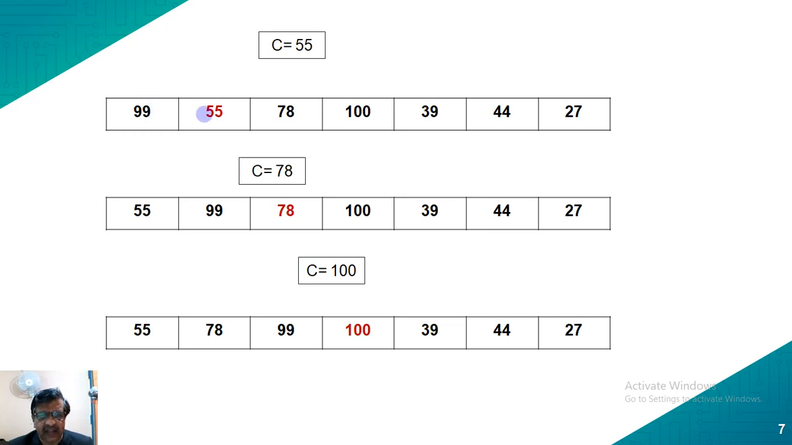Okay, 55 is to be inserted either behind 99 or in front of 99. Since we are arranging things in ascending order, presumably this 55 has to go behind this 99. And here literally the swapping doesn't take place.